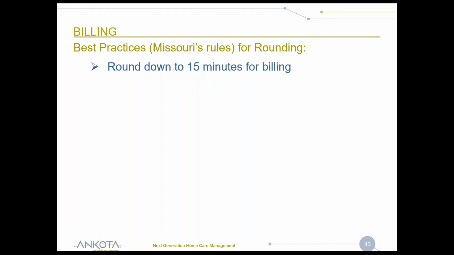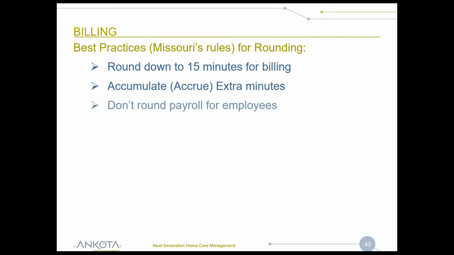All right, so billing best practices. Here it's actually the Missouri rules. You have to round down for Medicaid to completed 15 minutes of billing. So if the person's scheduled for an hour, they're there 58 minutes, you can only bill for 45, but good news is you can hold on to that 13 minutes and bill it later. So that's the next best practice, is accumulate the minutes.